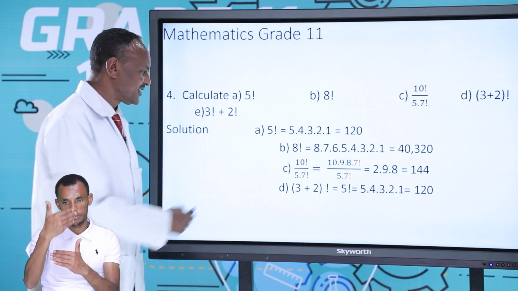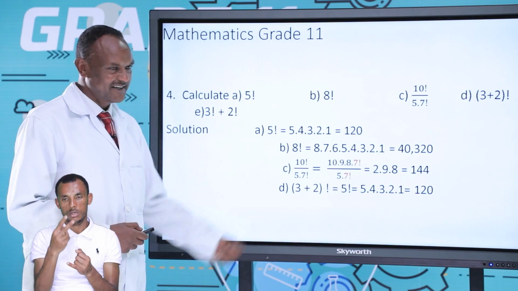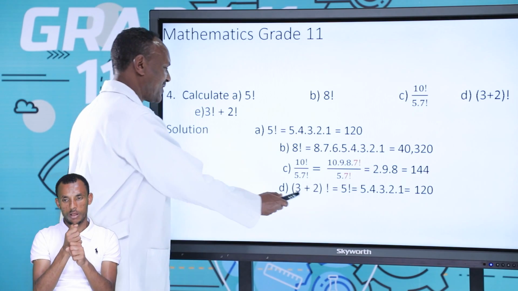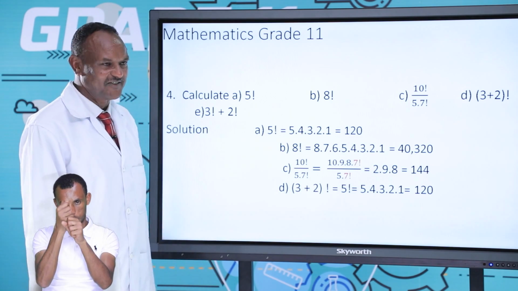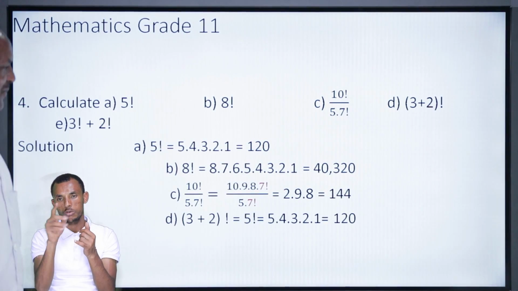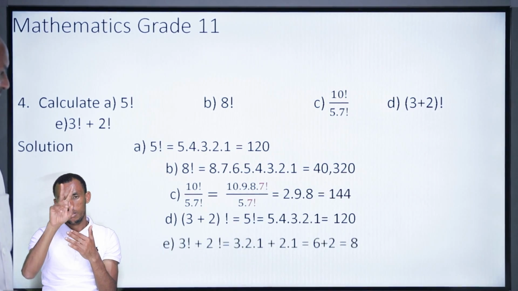The next one, 3 plus 2 factorial. You have a bracket here. So by applying BODMAS, first the bracket will be done. 3 plus 2 addition, 5. 5 factorial, what is that? So when I complete, you will get a value equal to 120.